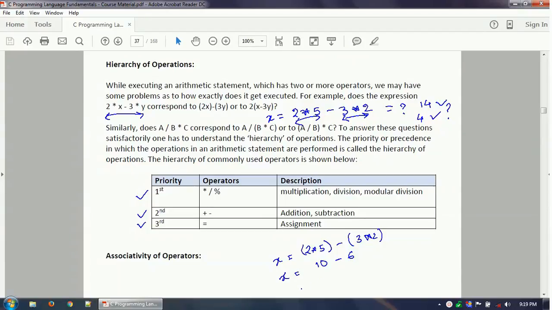Since now here we have two operators, one is the assignment operator and one is the subtraction operator, according to this list the subtraction operator has a higher priority than the assignment operator. So that is why this subtraction will happen first, which will give me a result of 4, and then this 4 will be assigned to x. So this is how the hierarchy of operations is maintained, and this is how the expressions are evaluated.